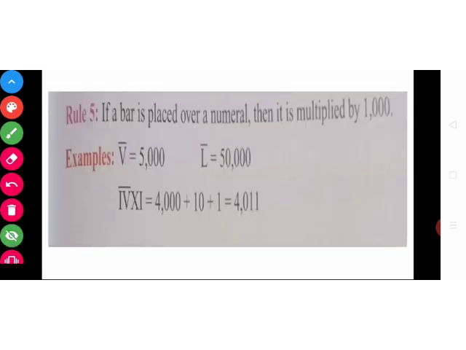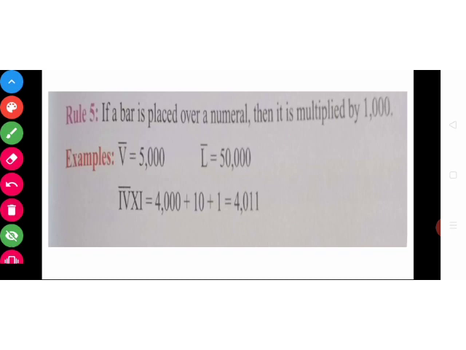And rule 5. If a bar is placed over a numeral, then it's multiplied by 1000. So this symbol represents 5. So what do you want to do? The bar is there. You want to multiply it by 1000. So 5 into 1000 is 5000. This symbol represents the number 50. So its bar is given. What do you want to do? You want to multiply it by 1000. So 50 into 1000 is 50,000.